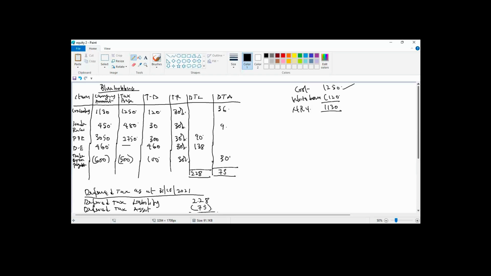Any question? The 120, sir, what is that? The 120 is in the question. They say they write it down by 120, meaning they remove 120 from the cost of the inventory to go to net realizable value.